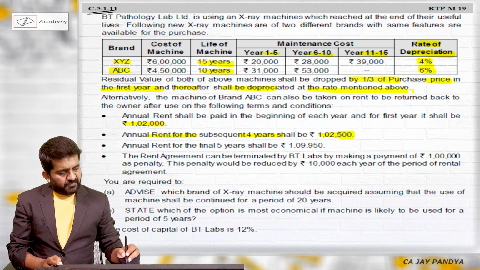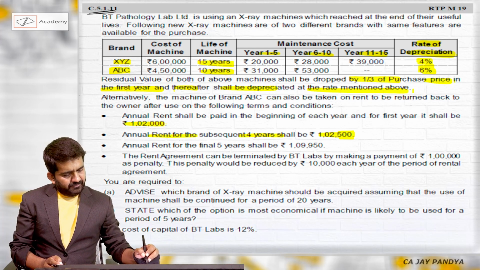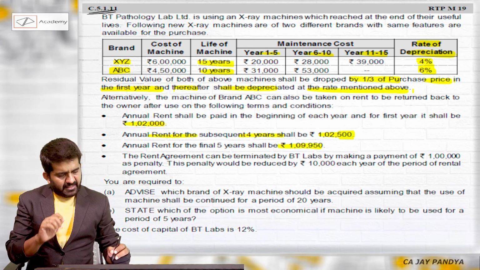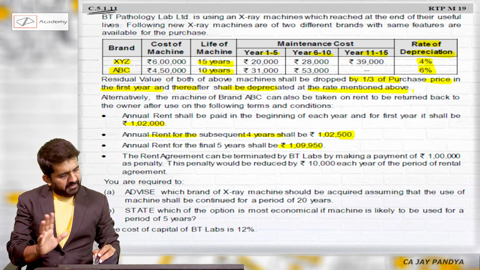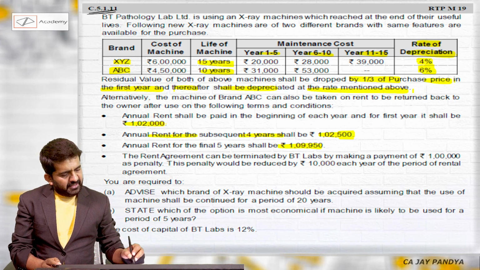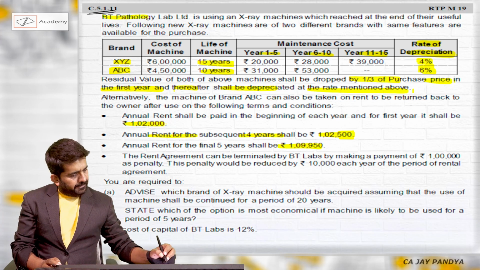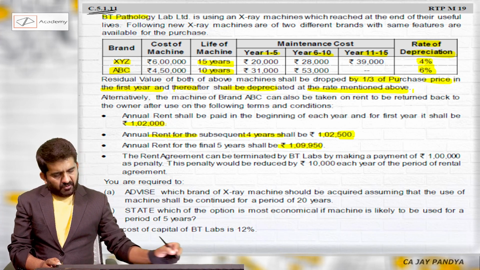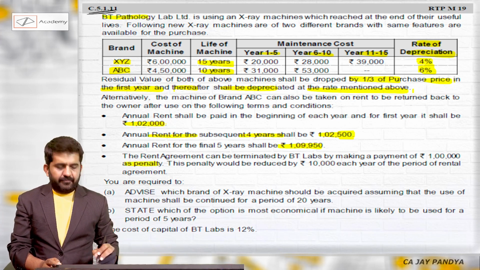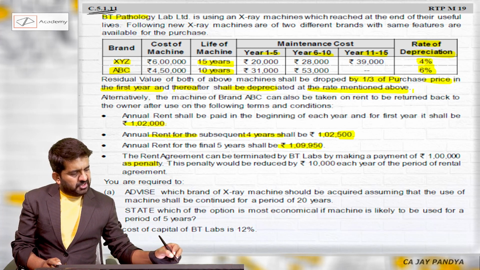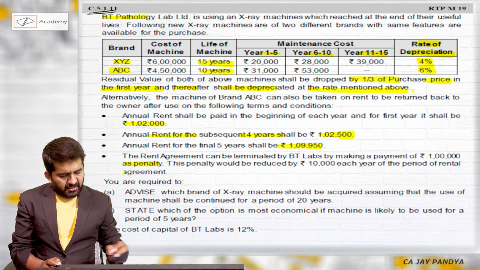Annual rent for the last 5 years shall be 1,09,950. So in the last 5 years the annual rent is changing. Total will be 10 years. The rent agreement can be terminated by BT Labs, that is by us, by making a payment of rupees 1 lakh as a penalty. This penalty would be reduced by 10,000 each year of the period of the rental agreement.